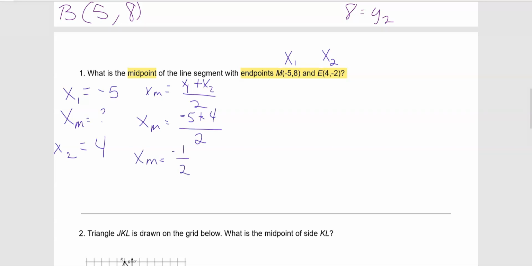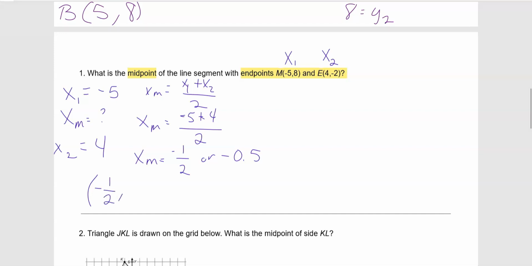You can put -1 over 2 or -0.5. I would always recommend go ahead and put that 0 in for the whole number position, the ones place, because several of you wrote -.5 and forgot your decimal. So you need to make sure you're paying attention to what you're doing there. So our x value is -1/2.